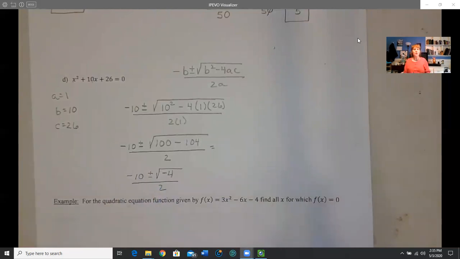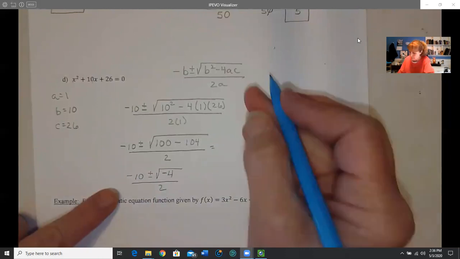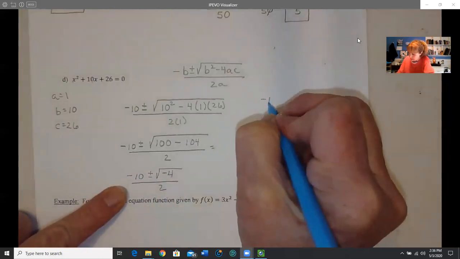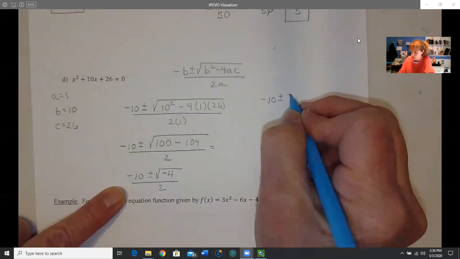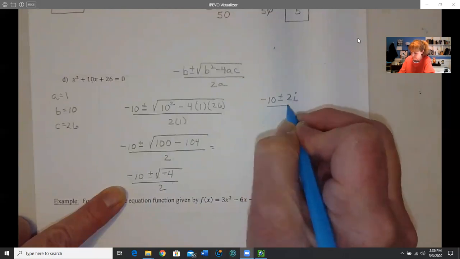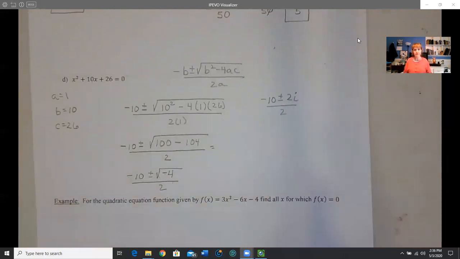All right, so we have our negative inside. And so when we solve this, we're in the complex number system in this section as well. So we'll have an i here. So when we bring this out, we'll have a minus 10 plus or minus the square root of 4 is 2, and the negative is an i. So the square root of a negative 4 is 2i. Okay? Square root of a negative 4 is 2i.